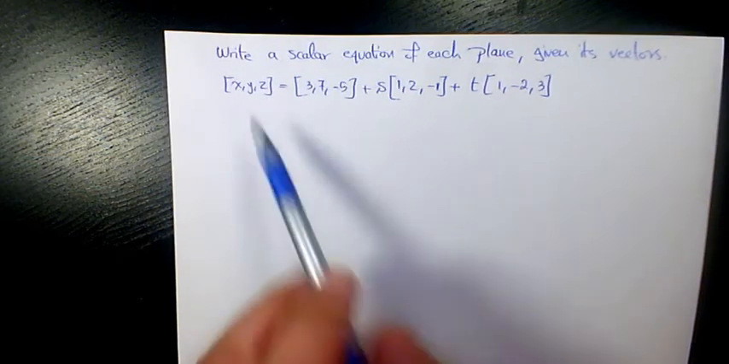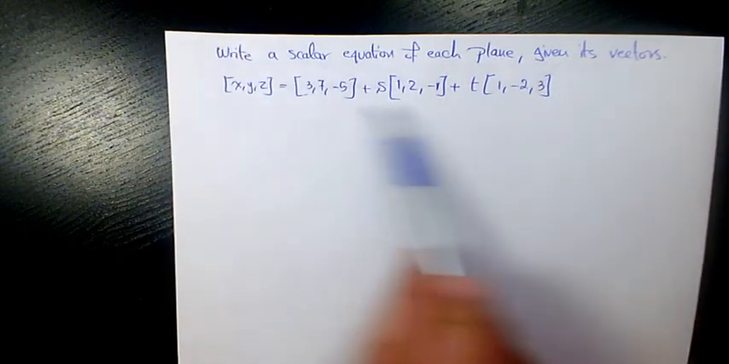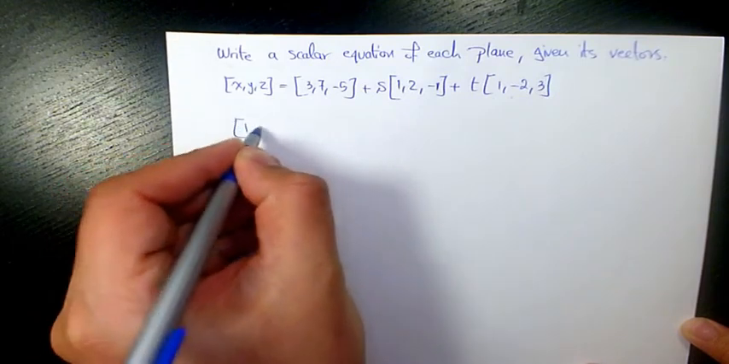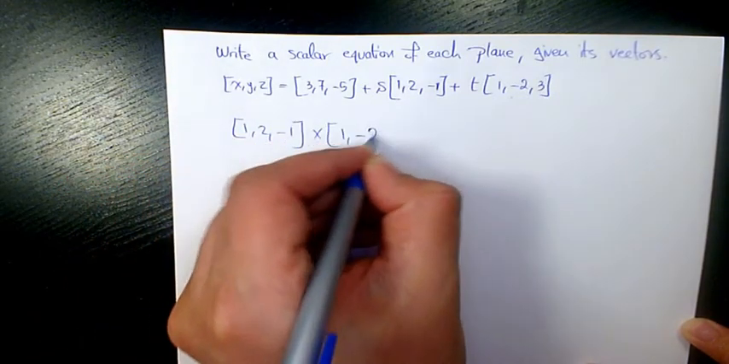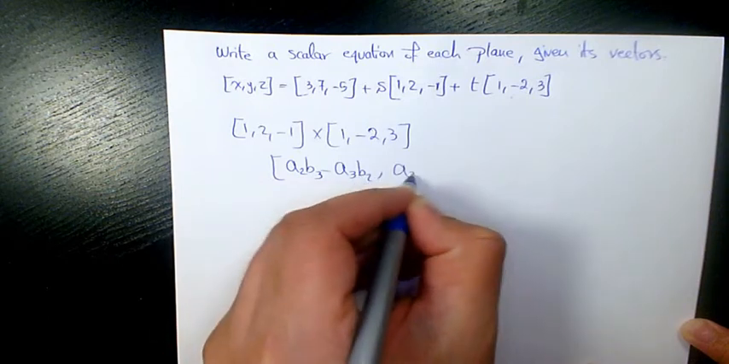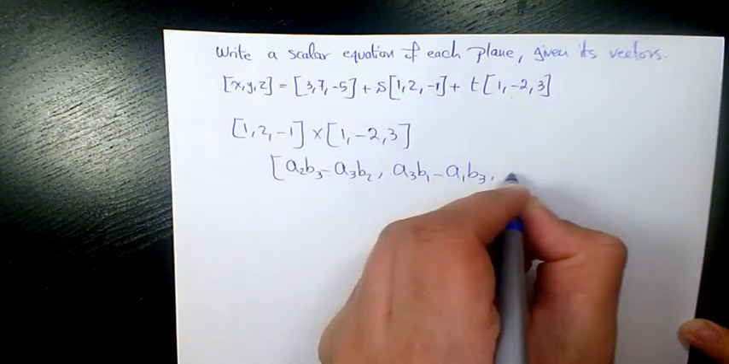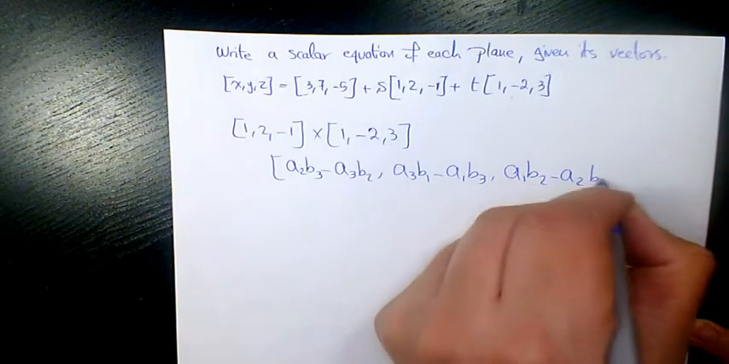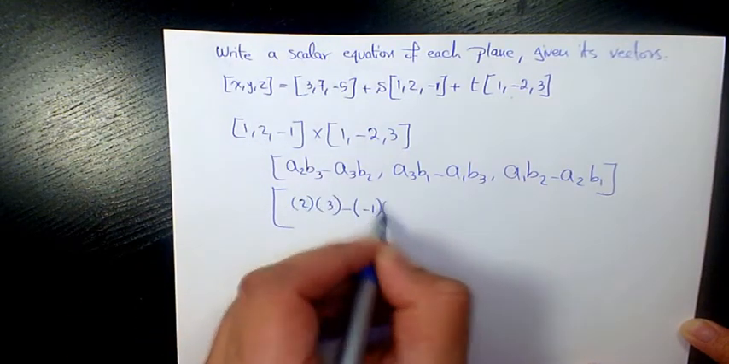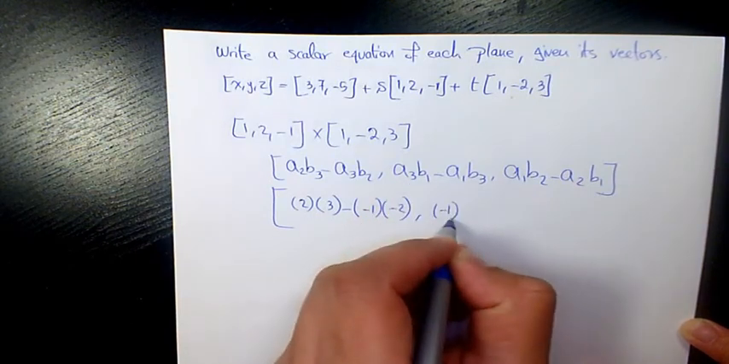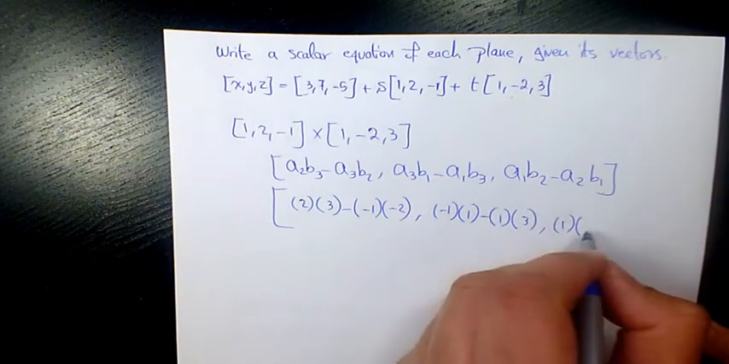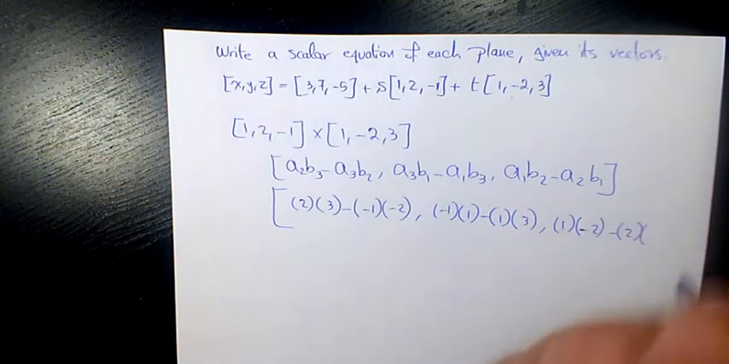Now in this example it says write a scalar equation of each plane given its vectors. So here we have the vector equation. These two vectors, I need to find the cross product, which will be a2b3 minus a3b2, a3b1 minus a1b3, and then a1b2 minus a2b1. So a2 is 2, b3 is 3, a3 is negative 1, b2 is negative 2. Then a3 is negative 1, b1 is 1, minus a1 is 1, b3 is 3. Then a1 is 1, b2 is negative 2, minus a2 is 2, b1 is 1.